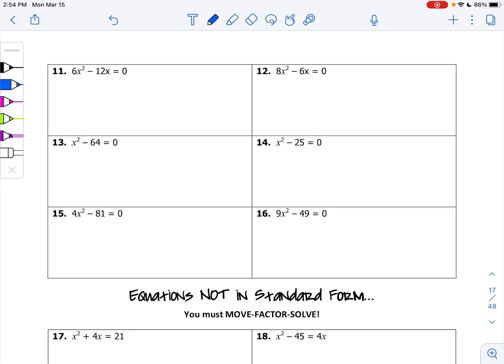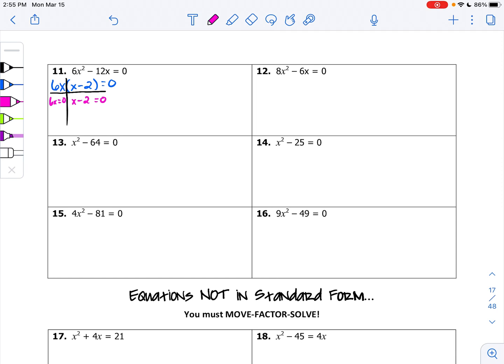So my greatest common factor for number 11 would be 6x. And after I factor that out, what I'm left with is x minus 2. And don't forget, bring down equals 0. Then we will set up a table, because that's as far as it can be factored. On the left side, I'll have 6x equals 0, and on the right side, x minus 2 equals 0.